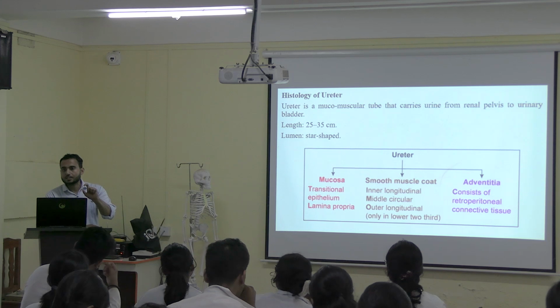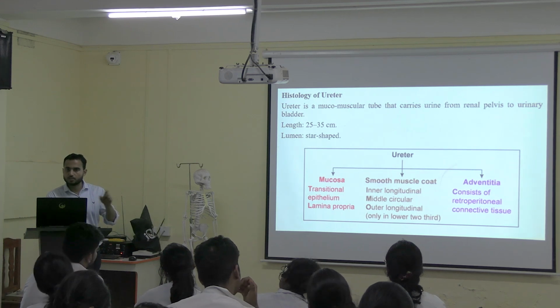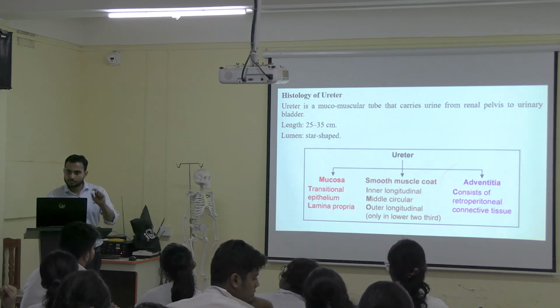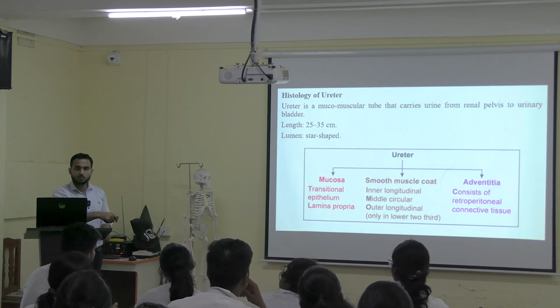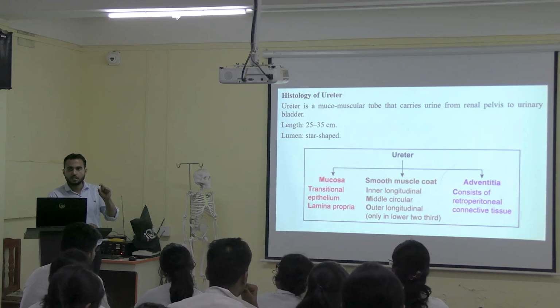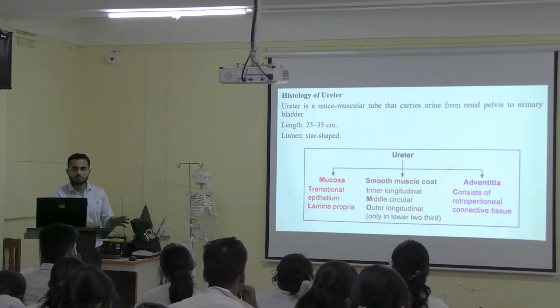Next, during the time of theory exam, if the question comes from histo, to save your time, because you have to write and you have to draw the diagram also. तो टाइम सेव करने के लिए क्या करना है, the best way is, ऐसे जो चार्ट्स होता है, I hope you have noticed in each and every tissue I am giving this kind of chart. तो पहले ये चार्ट लिखो, इसके बाद draw the diagram.